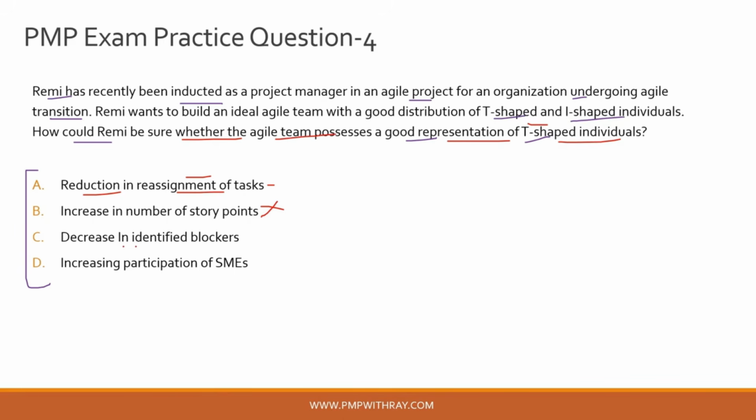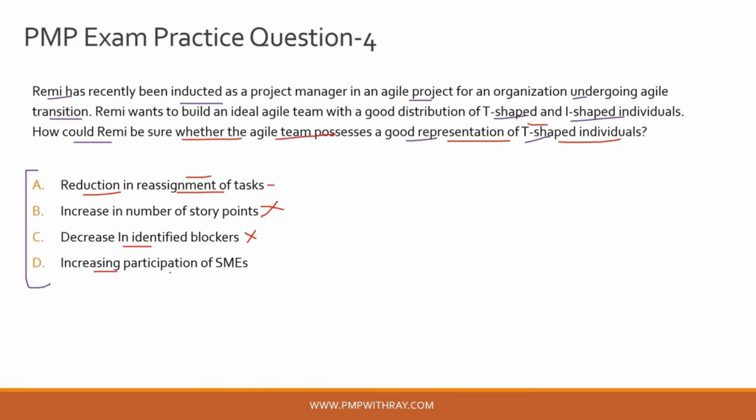Option C, decrease in identified blockers. Again, that's an irrelevant option, guys. Decrease in identified blockers can happen as part of the sprint review meeting, as part of retrospective, etc., etc. But that doesn't really concern the scenario which we have in this question.